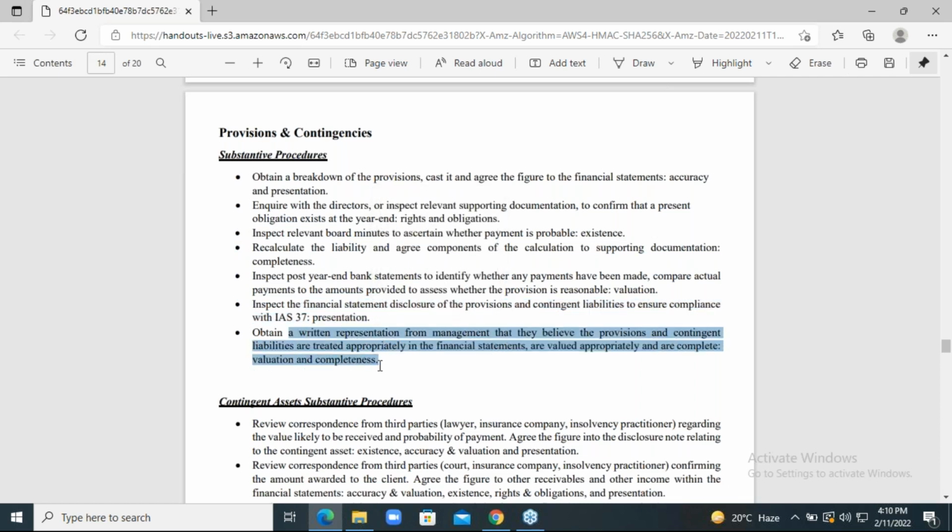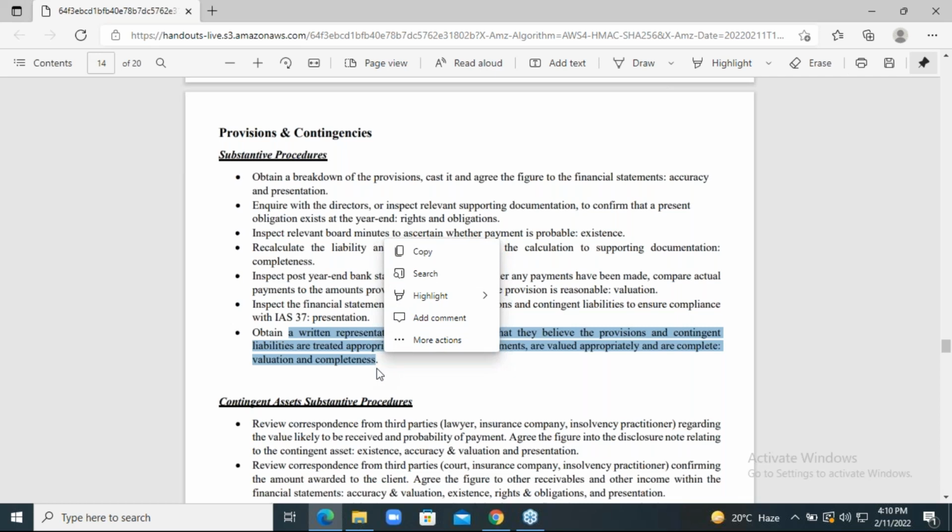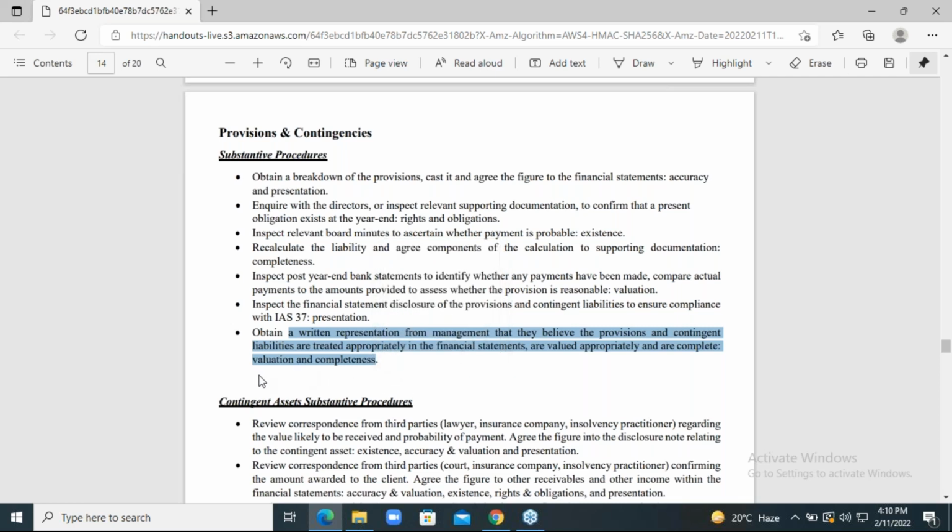This is a requirement according to ISA 580 that wherever there is an estimate, there is a judgment involved, the auditor can take written representation in case he is not clear on it. So written representation is not as reliable as the post-year bank statement. This is more reliable evidence to confirm the amount, but yes, we will accept these types of procedures.